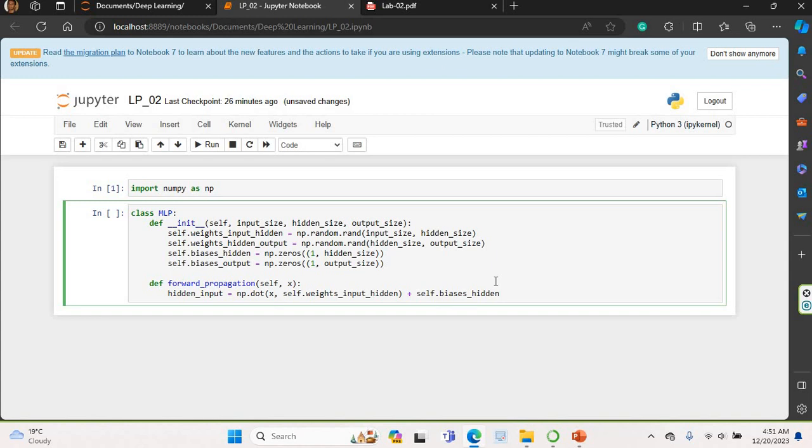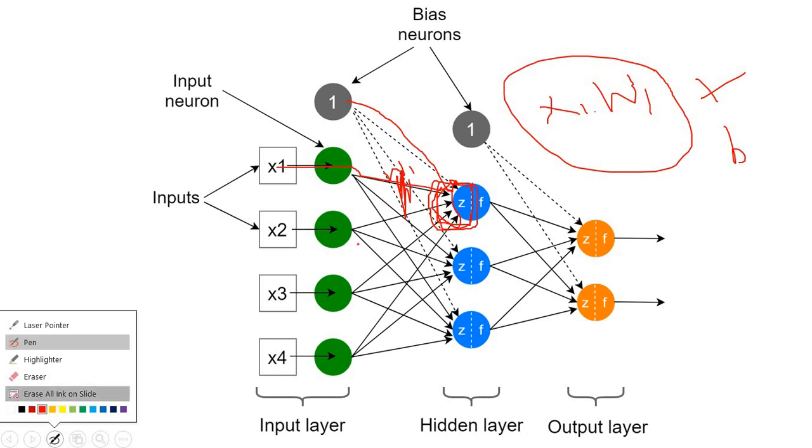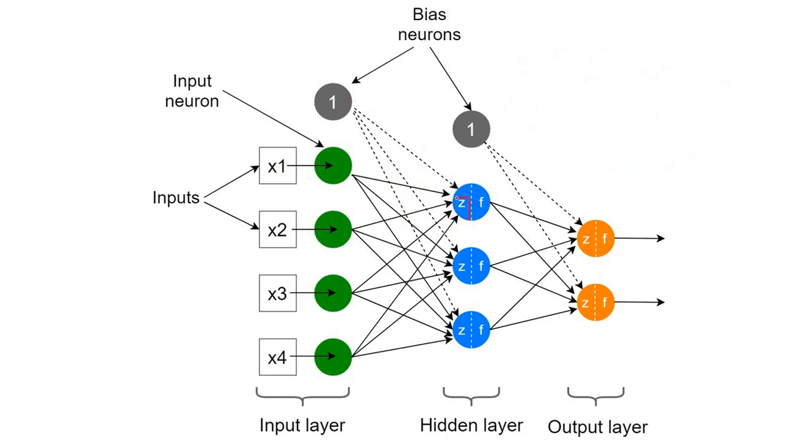Okay, so now we need to have the output. So now we have the input to the hidden layer. In this case, z is now calculated. Now what we are going to do is pass this into an activation function. Then only we are getting the output of this neuron. So that's how a normal perceptron is working.